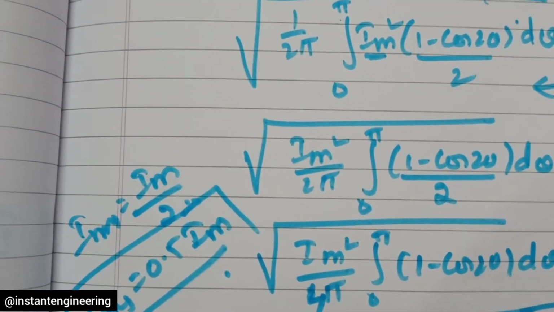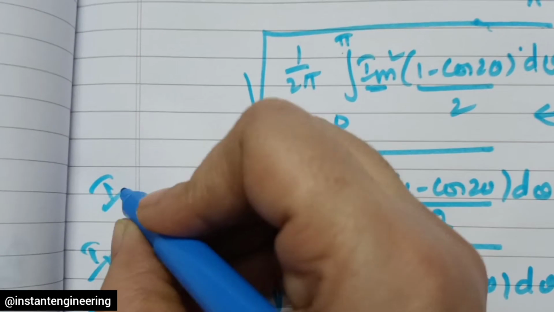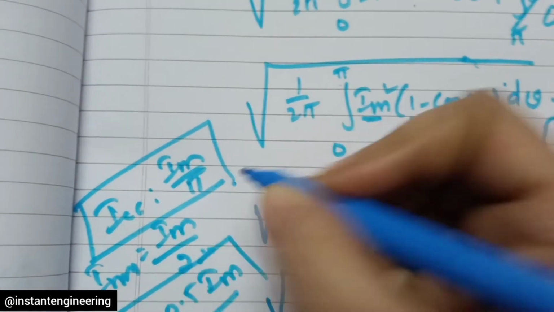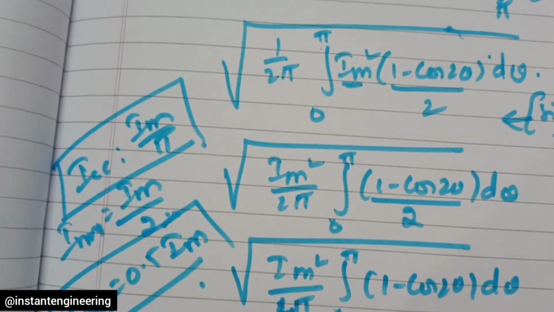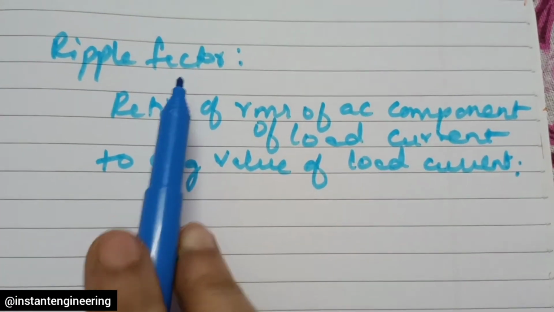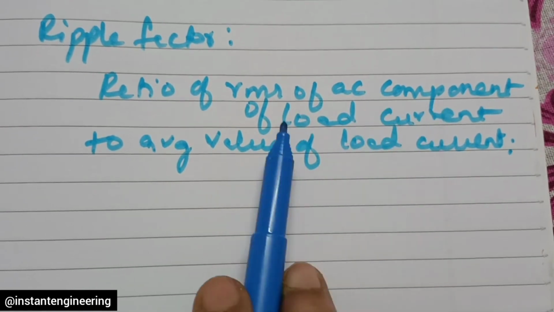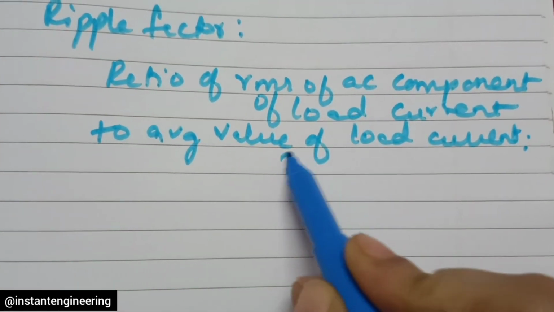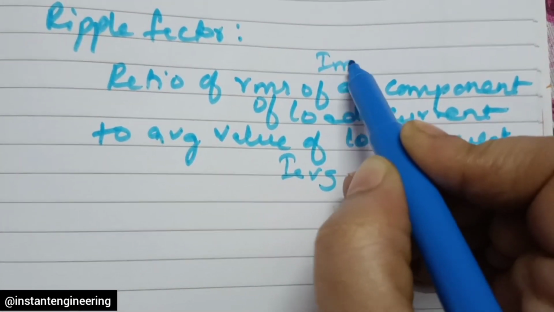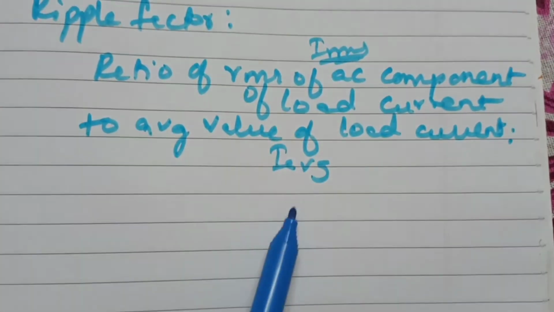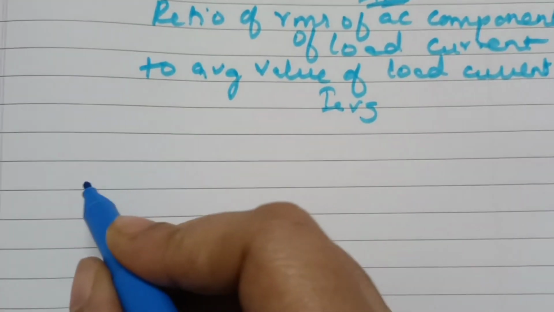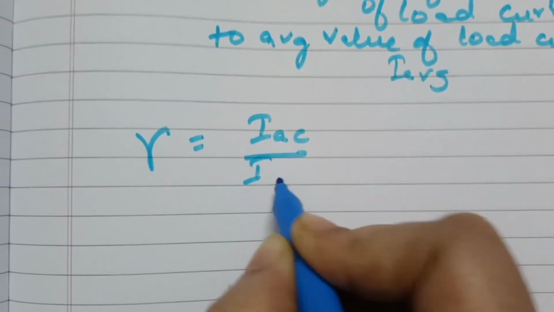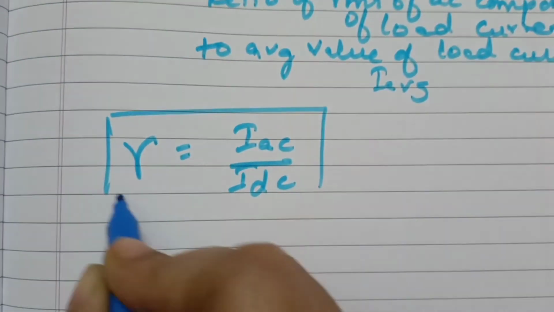Alright. IAC we got as Im by pi, the previous one, right? Remember this too. Next part is ripple factor. It is the ratio of RMS of AC component of load current to the average value of load current. The first is I average and this is I RMS. Okay, both these derivations we have done, right? It is denoted by the letter gamma. Okay, IAC by IDC, simply you can write like this.